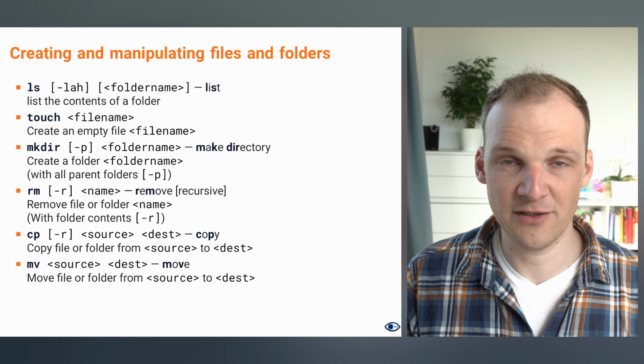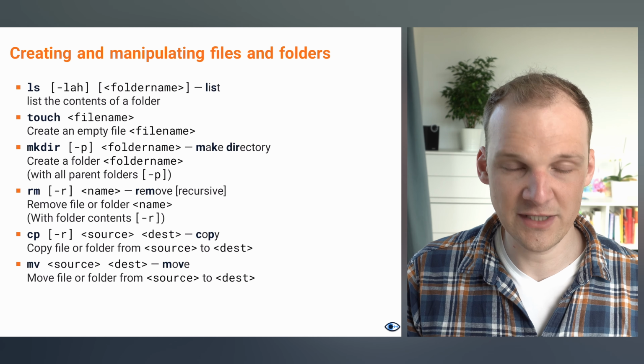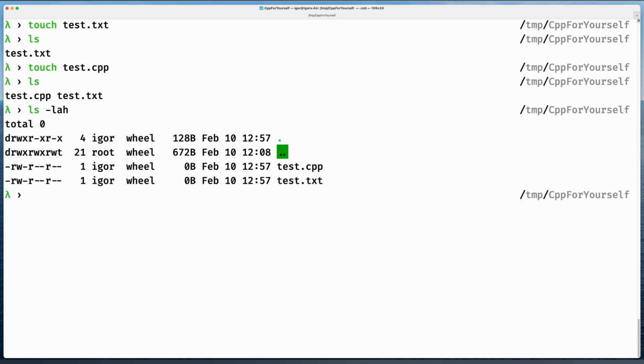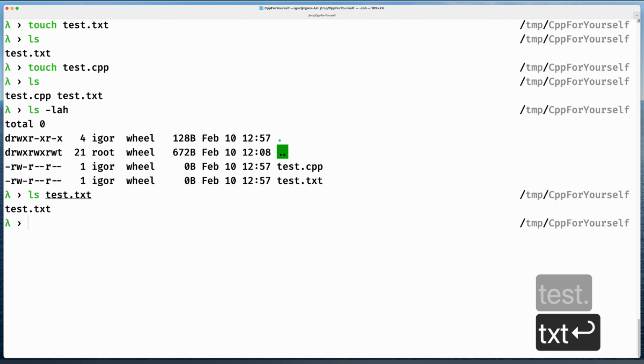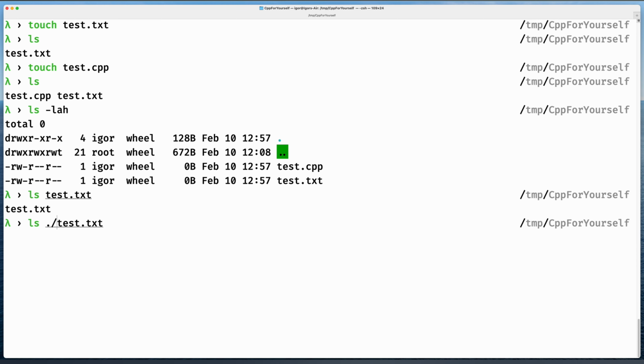So just to illustrate this, whenever we type ls, we can actually provide also either a folder name or a file name. So if I type ls test.txt, it will just show me this test.txt file right here. But I can also do the same and just type ./test.txt, which is exactly the same file. So it's still in this folder, and that's that.